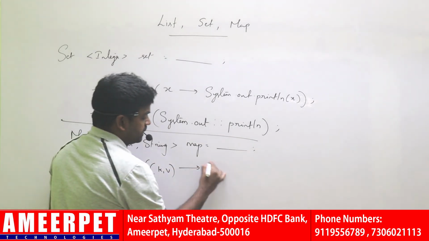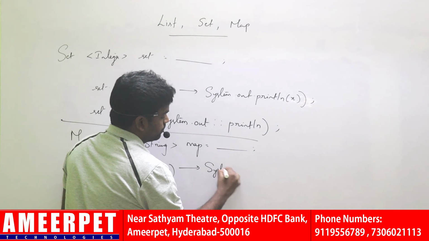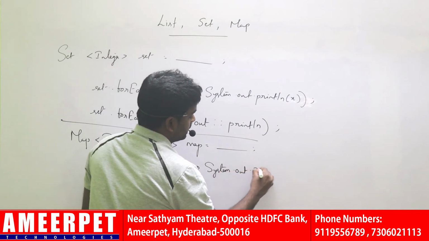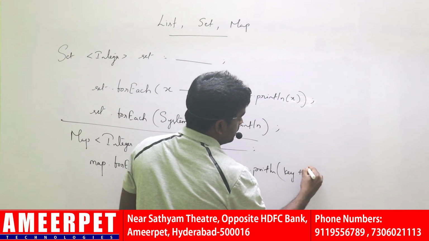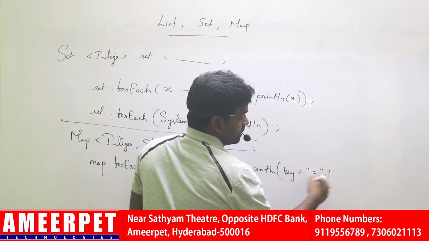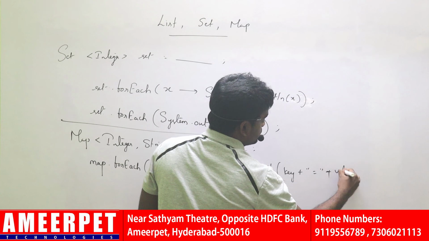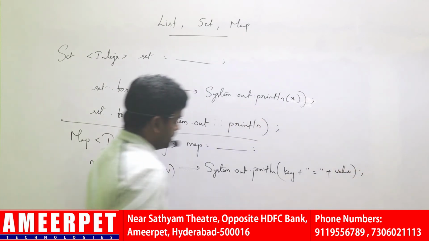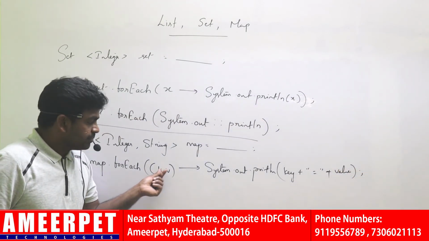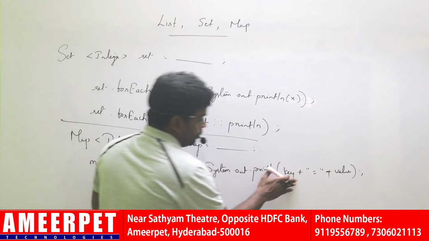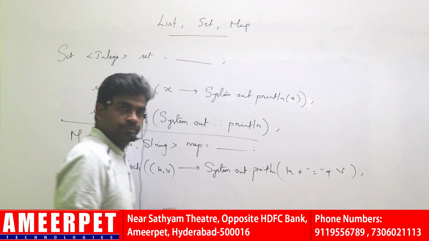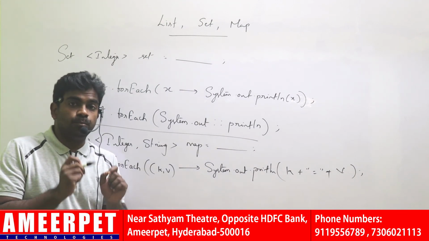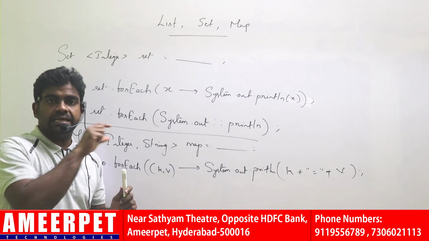So we print with System.out.println: the first one is the key, with a separator, and the next one we pass is the value. But see here, the key you have named k and the value you have named v, so here you need to specify the key k and the value v. So this is the simplest way, in a single line.